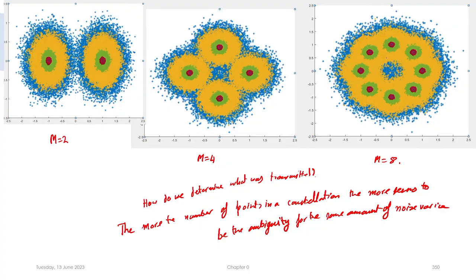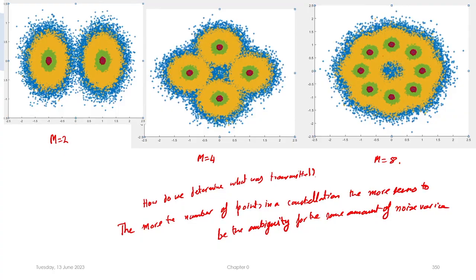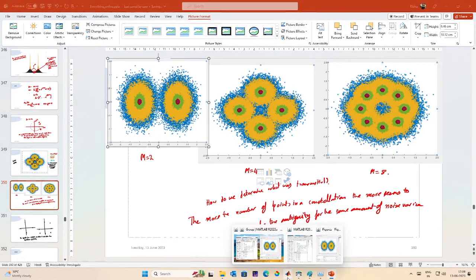Here you see that for m equals 2, the blue clouds are clearly distinguishable, or clearly separable. But for m equals 4, the blue clouds are overlapping and the yellow clouds are more or less separable. For m equals 8, even the yellow clouds are significantly overlapping and the green clouds are separable. So, let me quickly do this for m equals 16 and see what happens.